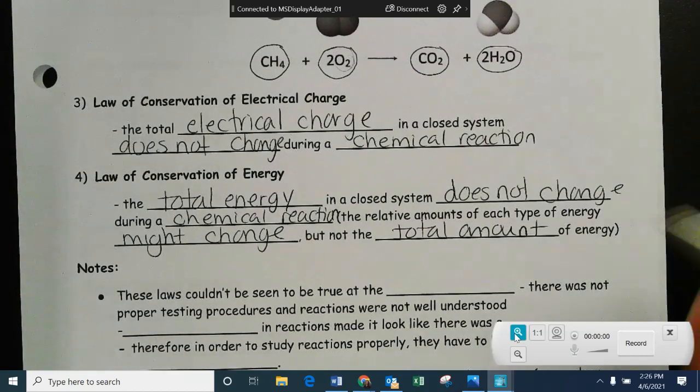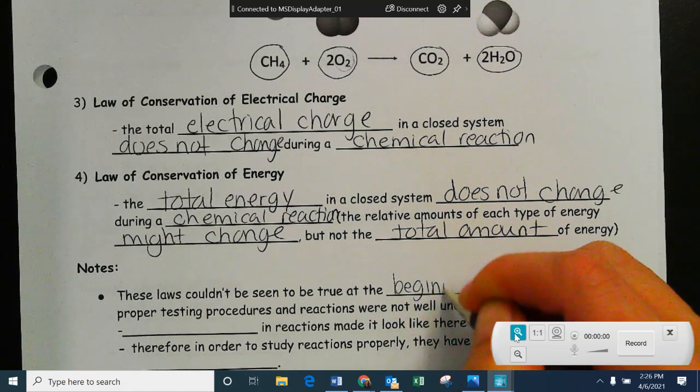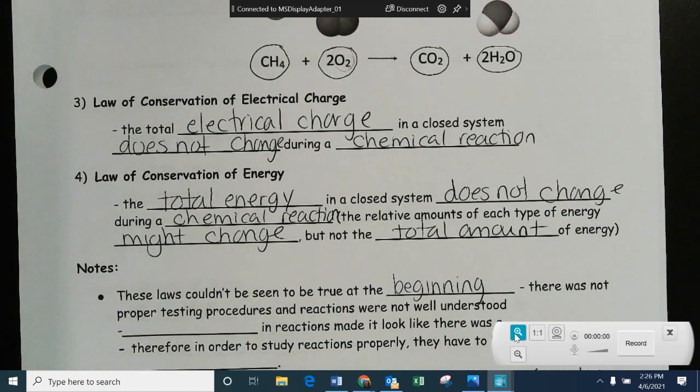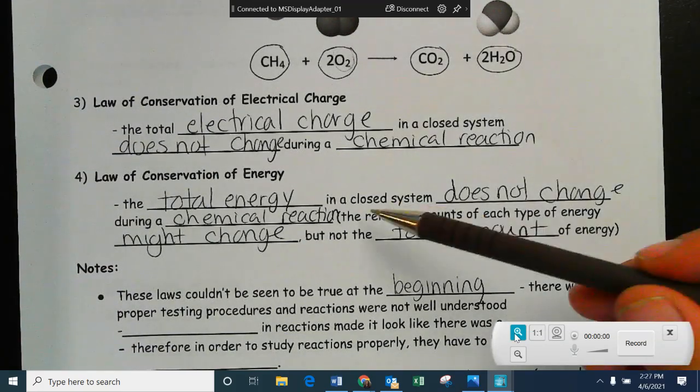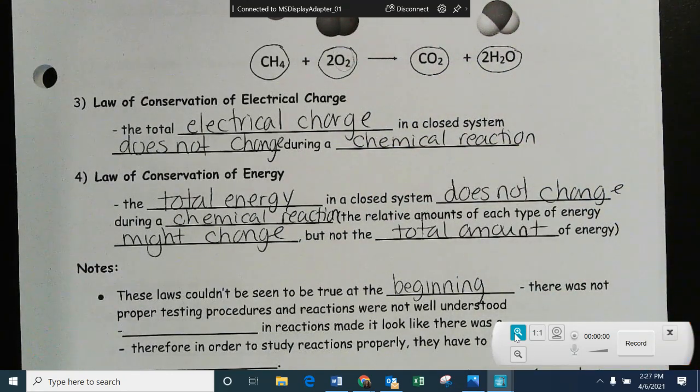These laws could not be seen to be true at the beginning. There weren't proper testing procedures, and reactions weren't very well understood. So if you were a chemist back in the 1800s and you took that sugar and that sulfuric acid and combined them and got all this heat, you'd be like, this is producing energy. But what they didn't know was that energy was stored in bonds before. So they didn't know that this conservation of energy law existed, or electrical charge. So all of these things had to be proven over time.